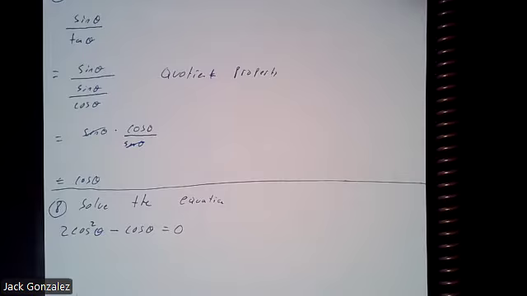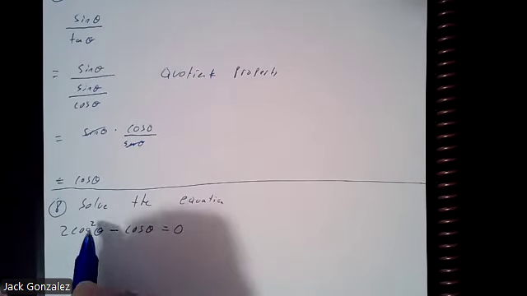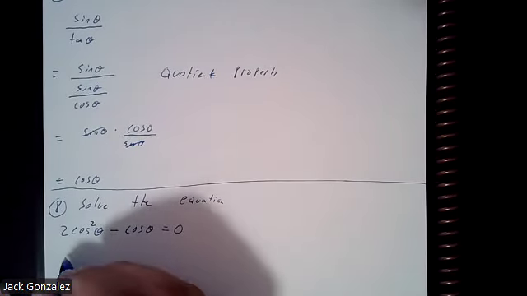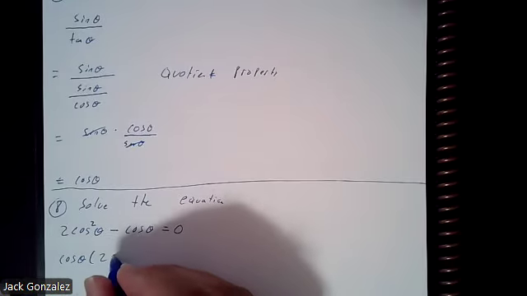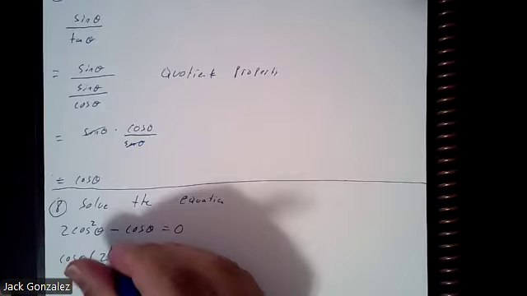Okay, this next one, they say solve the equation. Notice they don't say between 0 and 2 pi, they just say solve it. So you just have to tack on the plus 2k pi or plus k pi or whatever. This is a simple factorization. Notice they both have cosine in common, so factor out cosine, and we're left with 2 cosine minus 1.